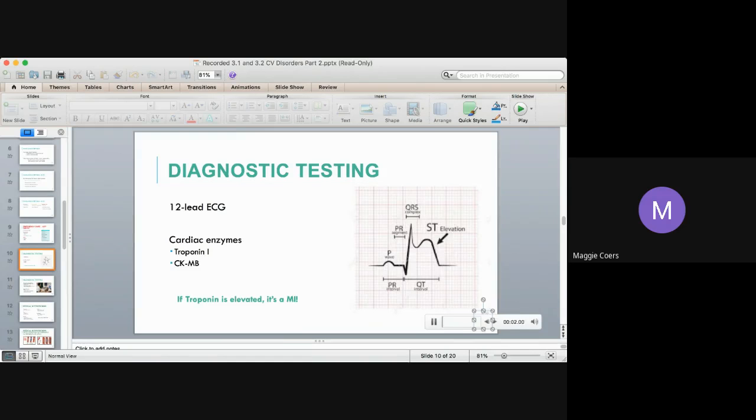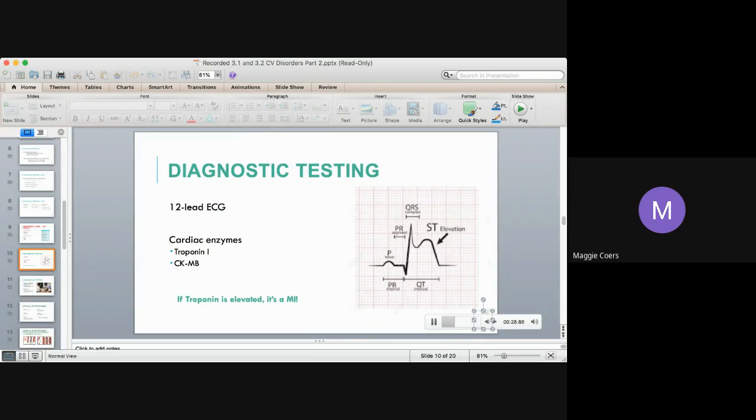Okay, so the patient needs to have a 12-lead EKG for diagnosis within the first 10 minutes of arriving to the ER. Now, the most important thing that we look for on an EKG is this ST segment elevation. Okay, so you have the little diagram of part of a strip, and it has an arrow pointed to that ST elevation.